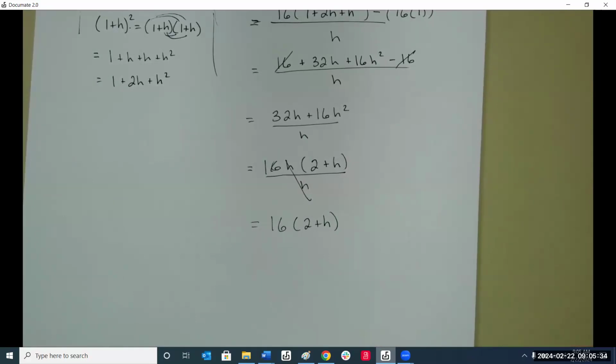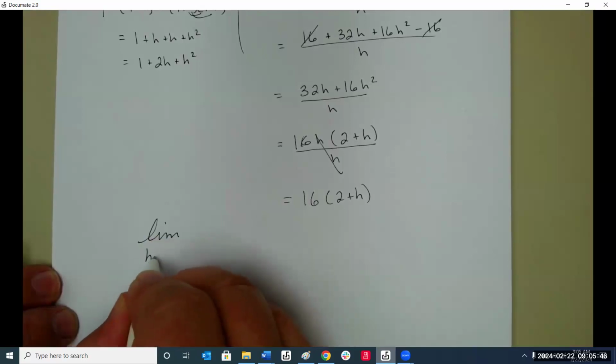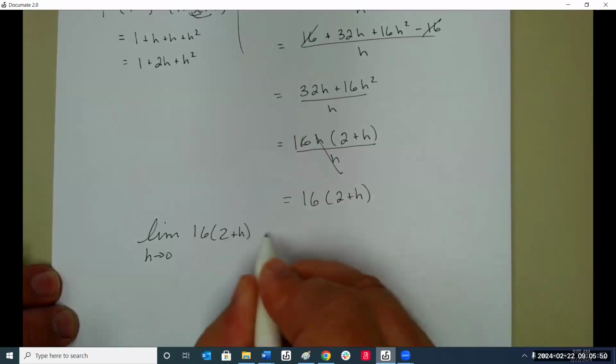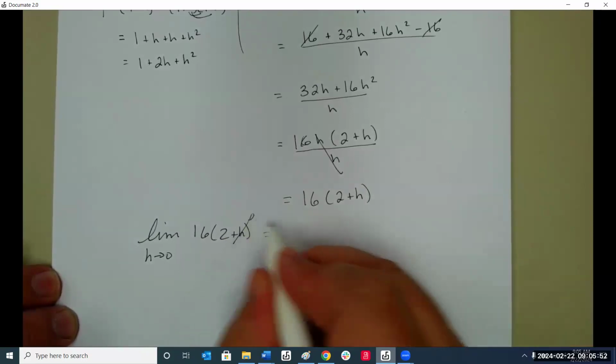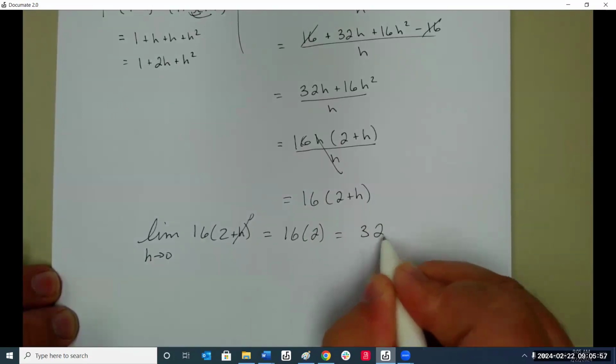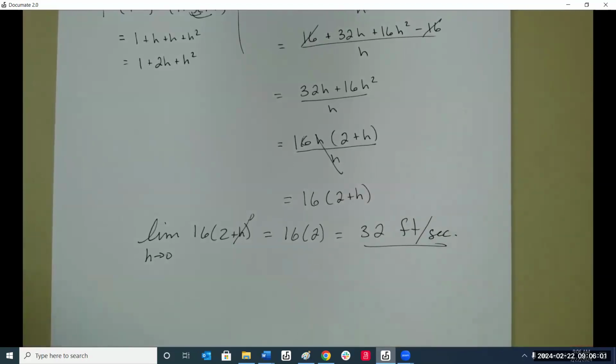So that's our formula. What do we do with the h? What happens to the h? It goes to where? Yeah, the limit as h goes to 0, that goes to 0. So we have 16 times 2, which is 32 feet per second. That's the speed of it as it falls down after 1 second.